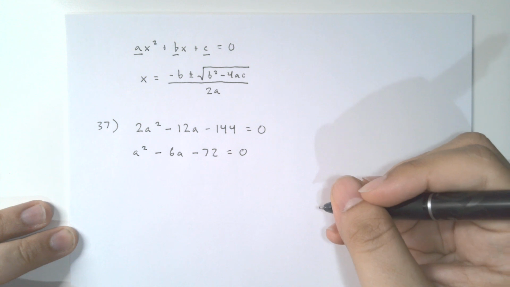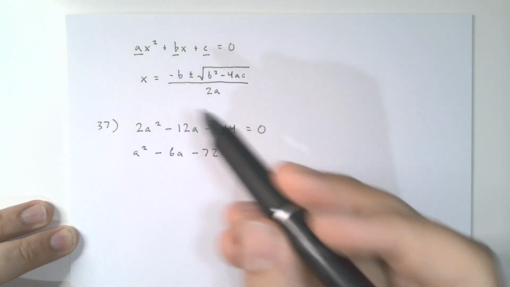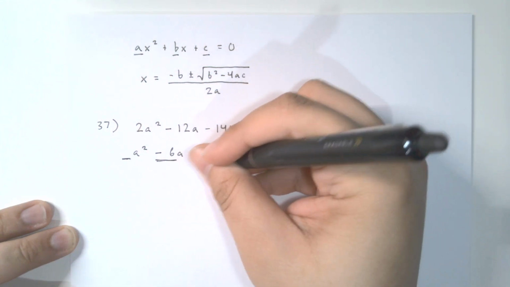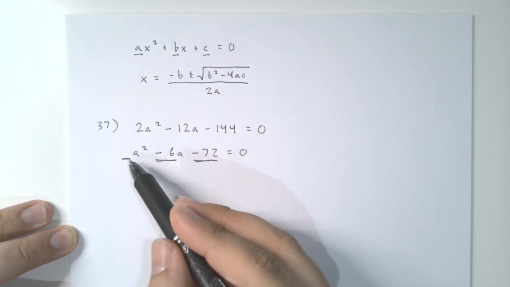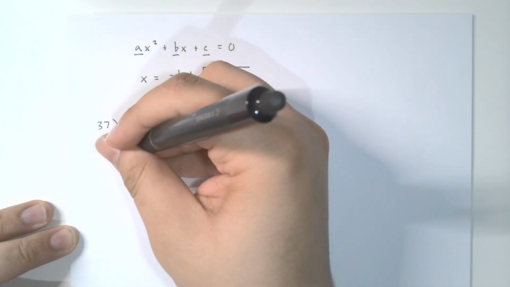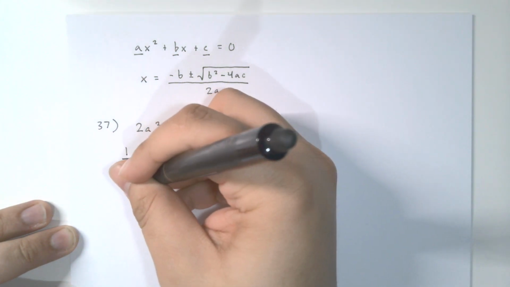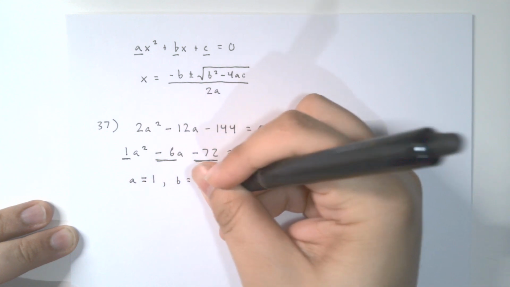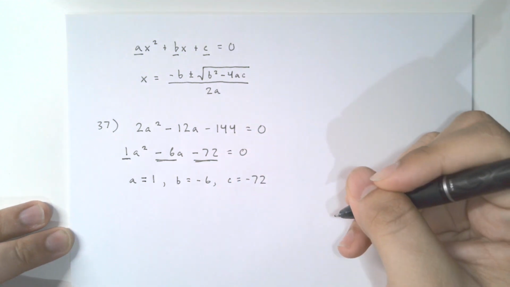So now we have to identify what our coefficients a, b, and c are. So remember, that's the numbers that are in front of our variables and this constant here. If we don't see a number in front of our variable squared, or any variable, implicitly there's a 1 there. So our values for a, b, and c: a equals 1, b equals negative 6, and c is equal to negative 72.